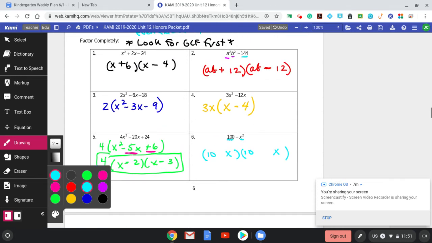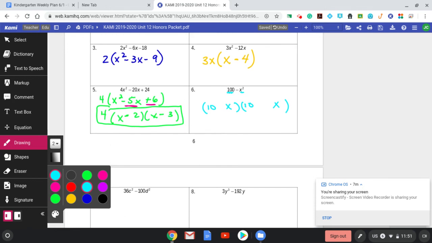And what did we talk about in problem number 2? Anytime you do the difference of two perfect squares method, the signs are opposite each other. Okay? So if the number comes first, so do your numbers. Variable comes second, so do your variables.